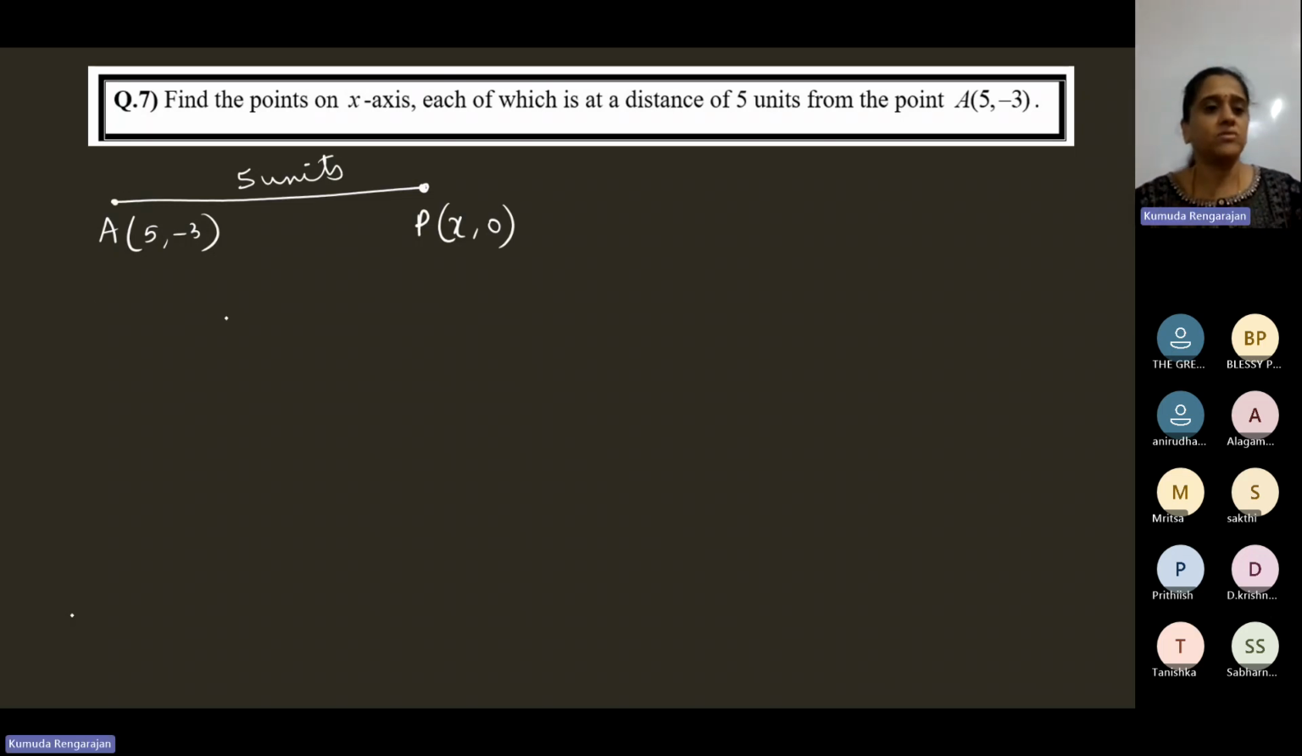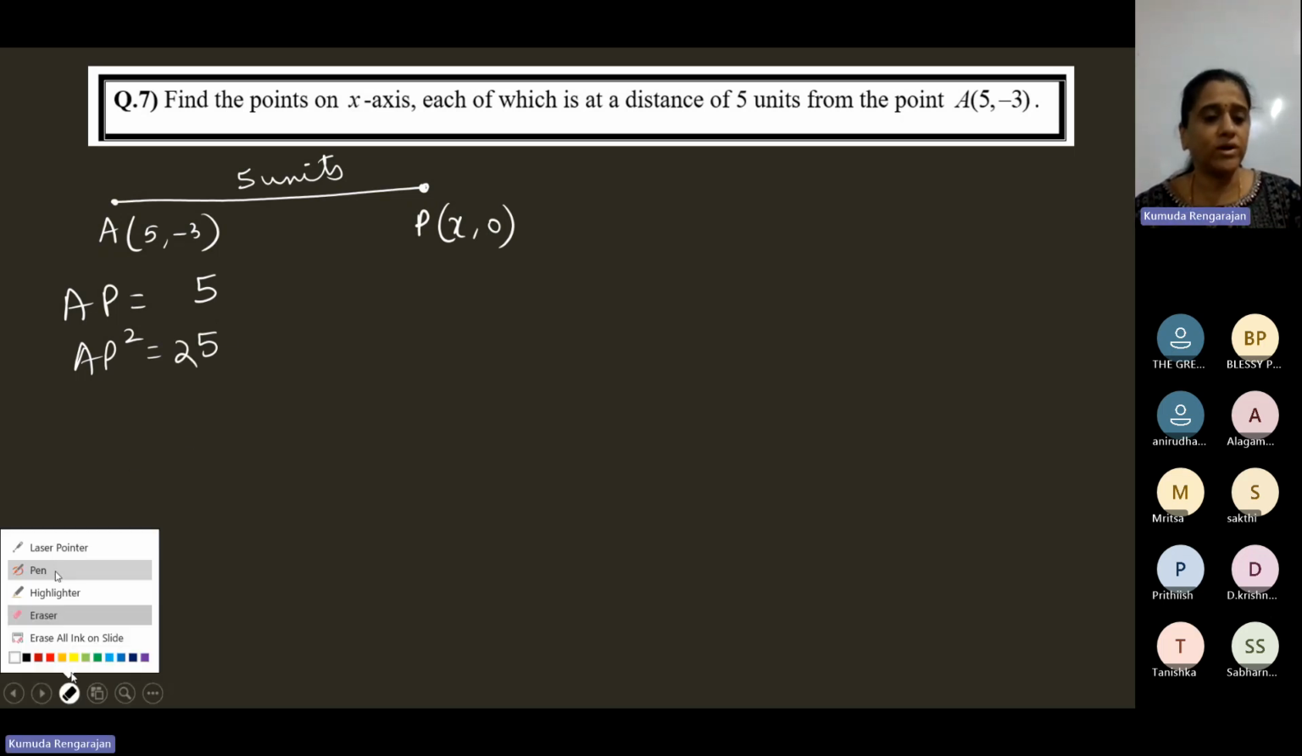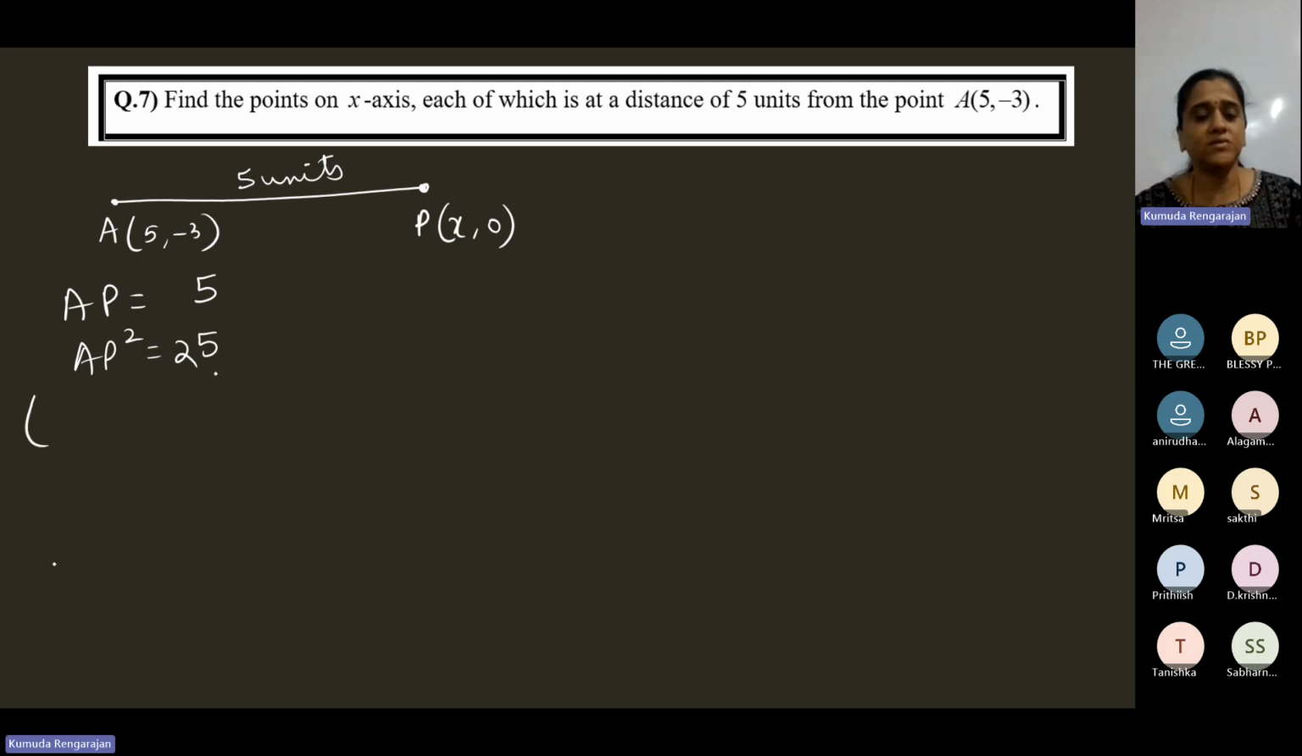Okay, that means AP is equal to 5. You can also write AP square is equal to 5 square, 25. Now, how do you find AP square? Distance between, the difference between the x coordinates. So x minus 5 the whole square plus the difference between the y coordinates, 0 plus 3 the whole square.